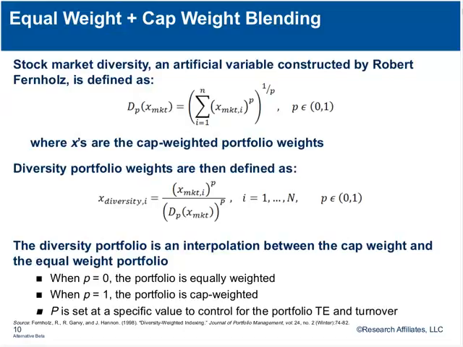And so this offers a neat mathematical solution to anyone who wants to incorporate some equal weighting into their indexing program, but not quite go all the way to full equal weighting because of potential tracking error sensitivity.